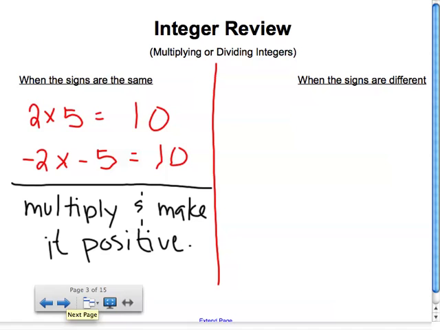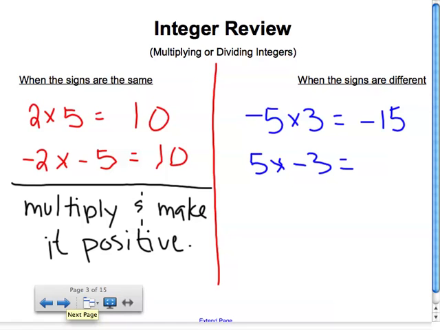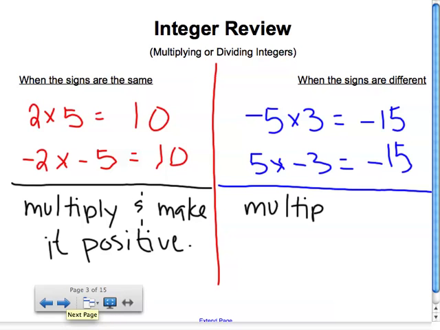So if we had negative 5 times positive 3, we'd get a negative 15 because the signs are different. Okay, we could even flip that. We can get 5 times negative 3, we'd still get negative 15. So when the signs are different, you multiply or divide. It works either way. Multiply and make your answer negative.